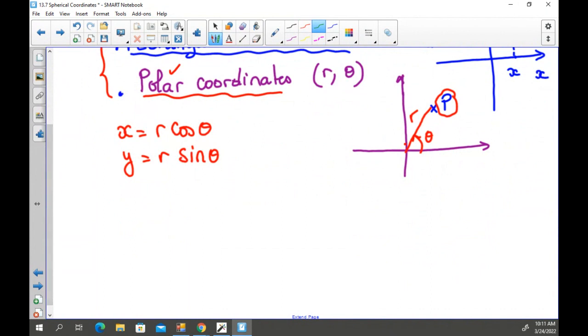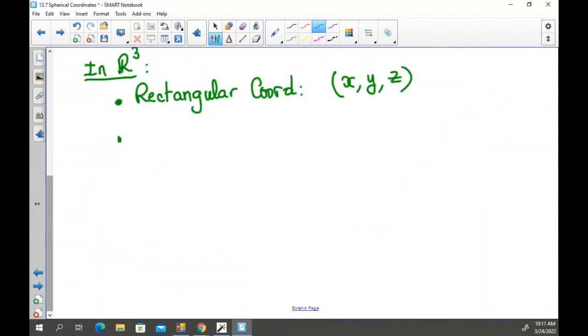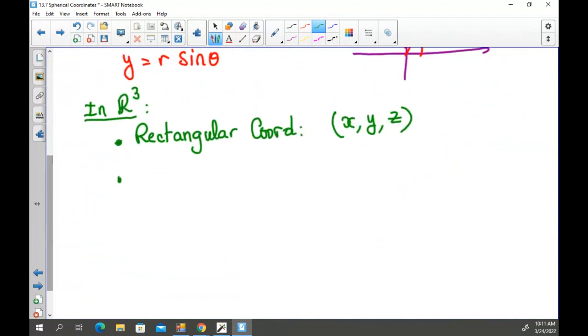Well, in space, in 3 dimensions, the rectangular coordinates, what are they? X, Y, Z. Thank you, Noria. So rectangular coordinates are X, Y, and Z. Now, last class, we talked about another set of coordinates in R3. Do you remember what we called them? Last class, not spherical. Spherical is today's class. But last time, the cylindrical, yes, cylindrical coordinates.